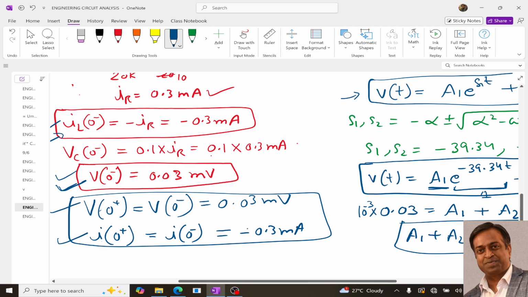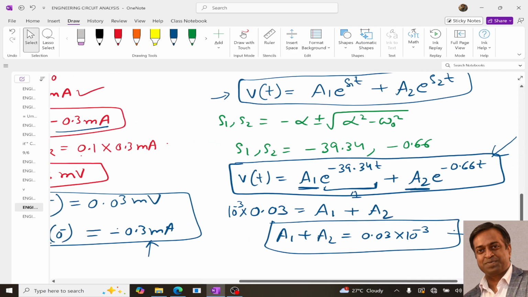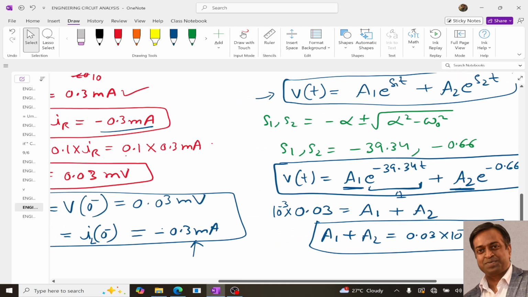IL, this is IL, right? Because IL 0 minus is minus 0.3. So IL 0 plus is also minus 0.3. So I will substitute this value over here.